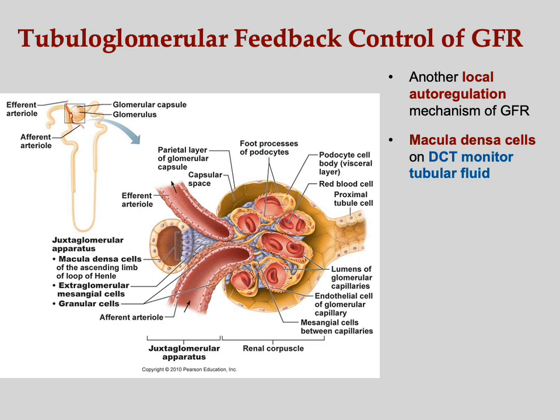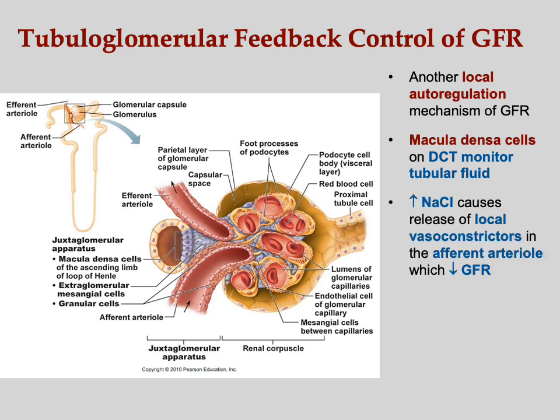But the macula densa cells are sitting right there on the edge of the arterioles. They are monitoring the fluid, and in particular, they're monitoring sodium chloride. They're paying very special attention to sodium chloride levels. If they see high sodium chloride, that releases local vasoconstrictors, which will close down the afferent. That will decrease GFR because you're not letting as much blood in. If they see a decrease in sodium chloride, they inhibit the release of vasoconstrictors, therefore that raises GFR.